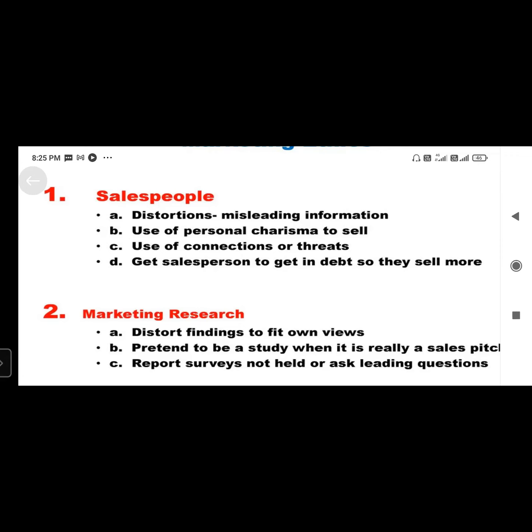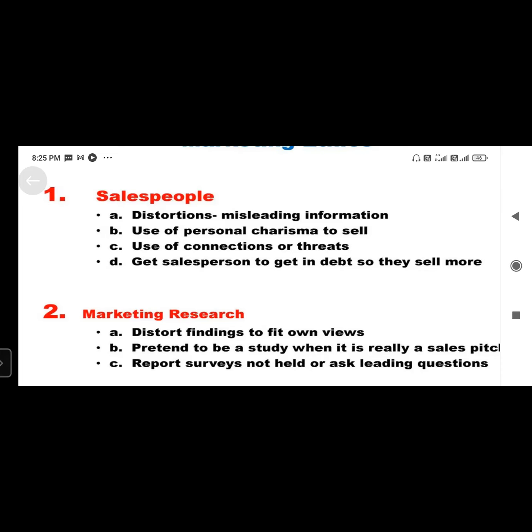Use of connections or threats. If for selling the product, the company is using its power, its connection to the higher level people, or if they are using threat, that is again an unethical practice. काफी सारी जगह पर ये इम्प्लीमेंट होता है. सभी को हमारे को पता है कि ये ऐसा नहीं है कि एकदम नया कंसेप्ट है, किसी को पता ही नहीं है.